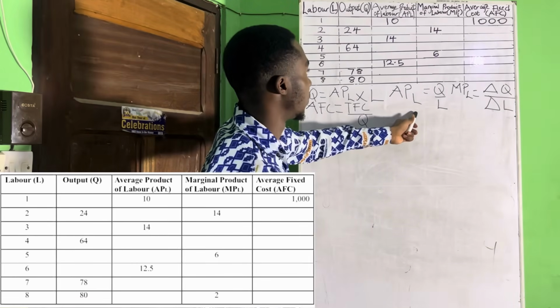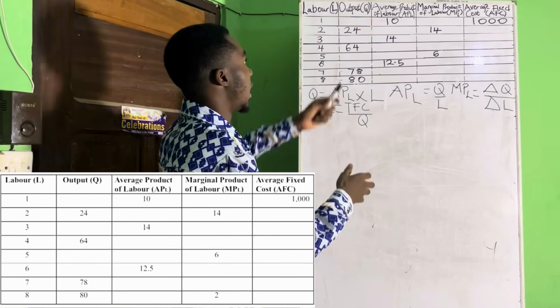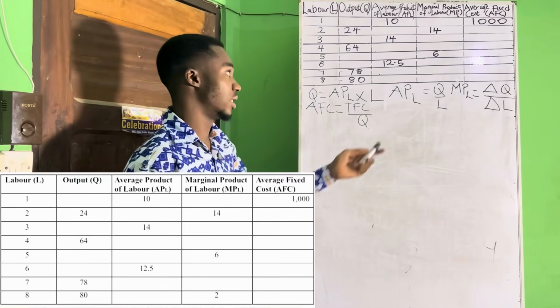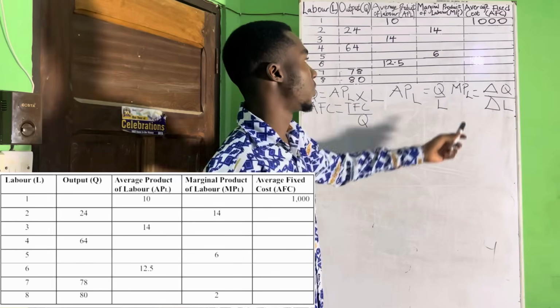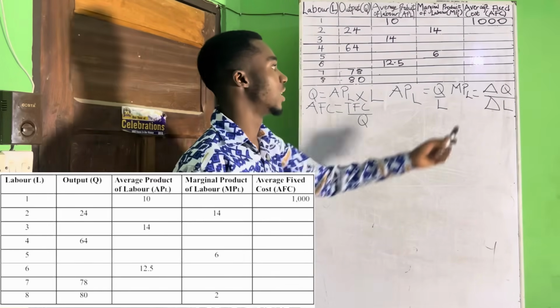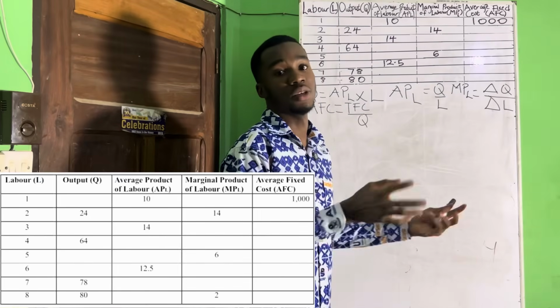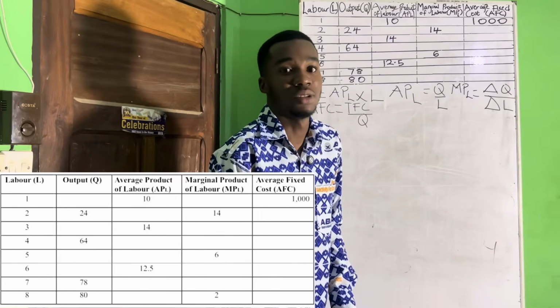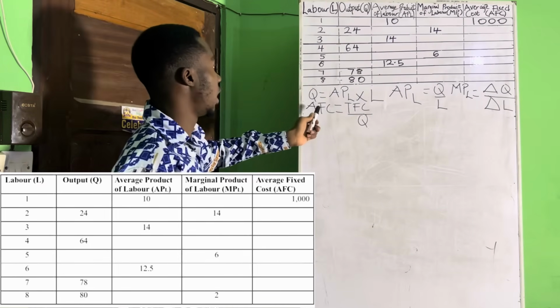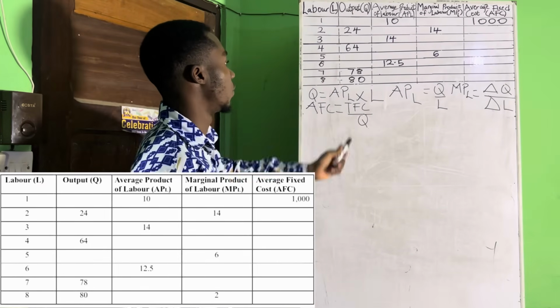Then the average product of labor, I told you that one is the output over the labor. Averagely, what is each person bringing? That's the average product of labor. Then the marginal product of labor is the additional revenue the person is bringing. So that's the change: you check the new minus the old to see what the new person brought, over the change in labor. Then the average fixed cost is the total fixed cost over quantity.